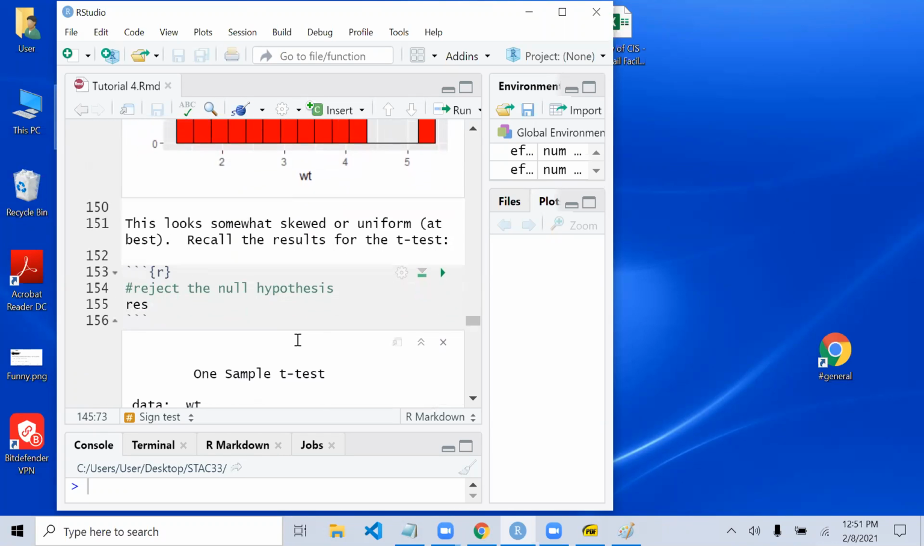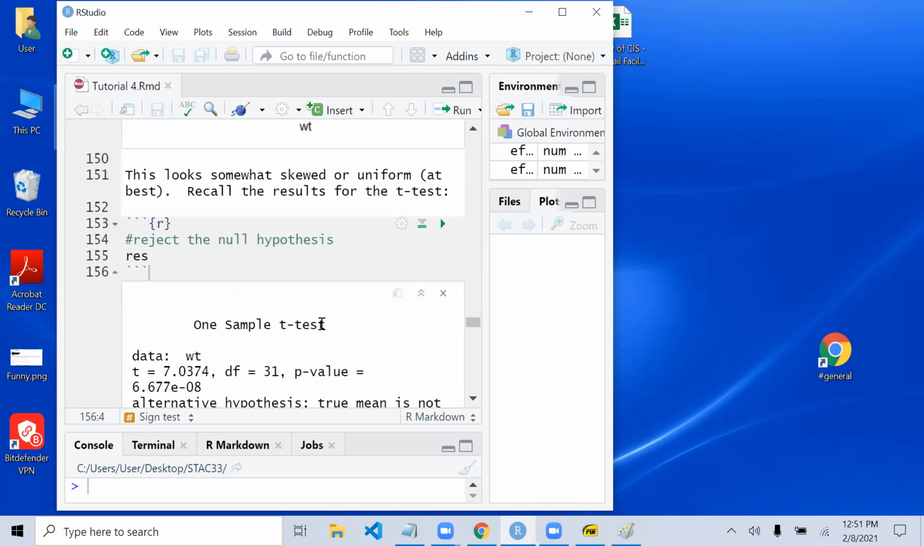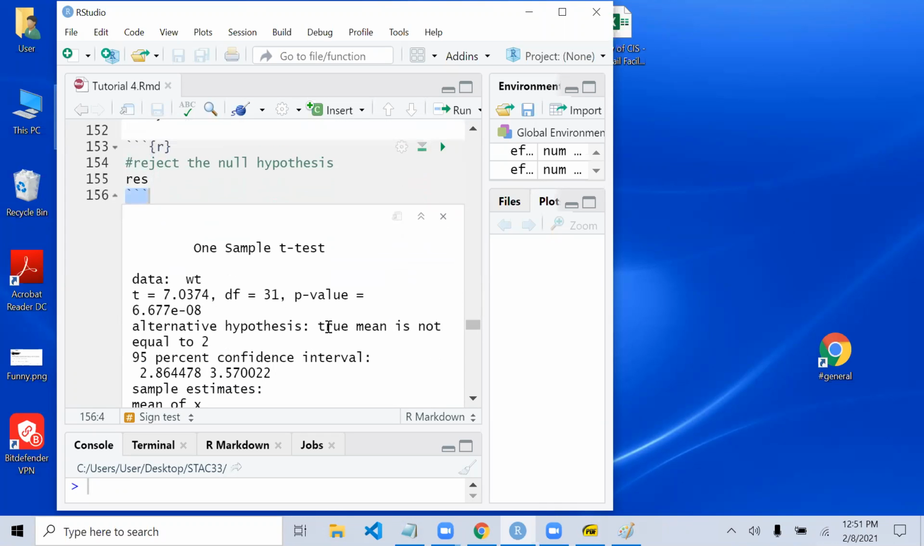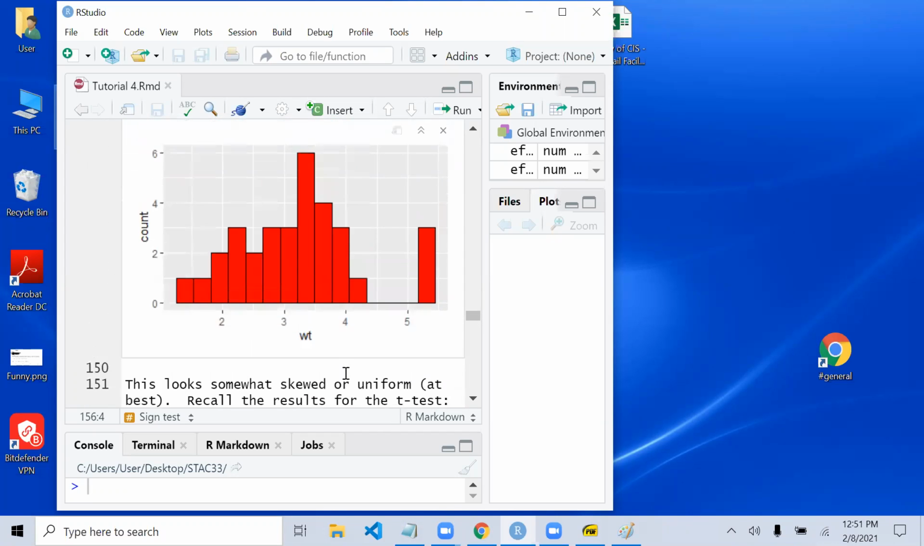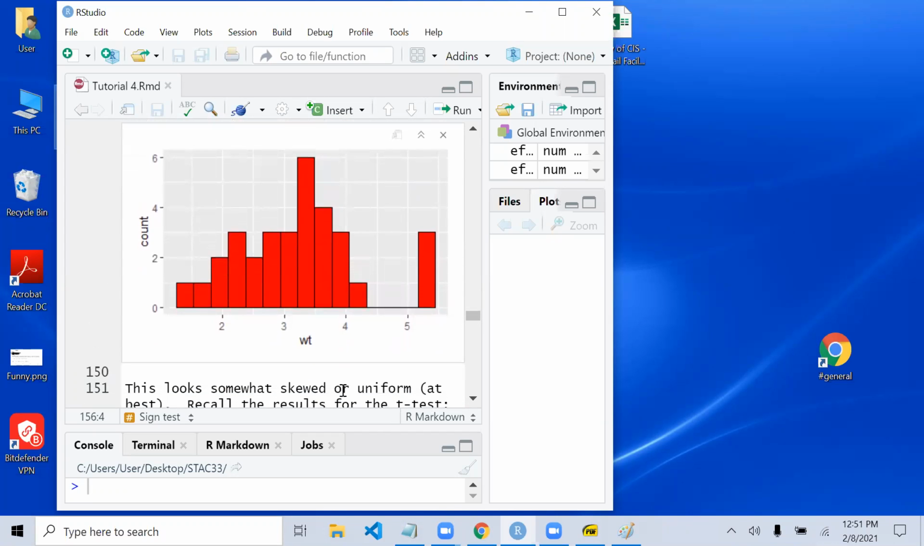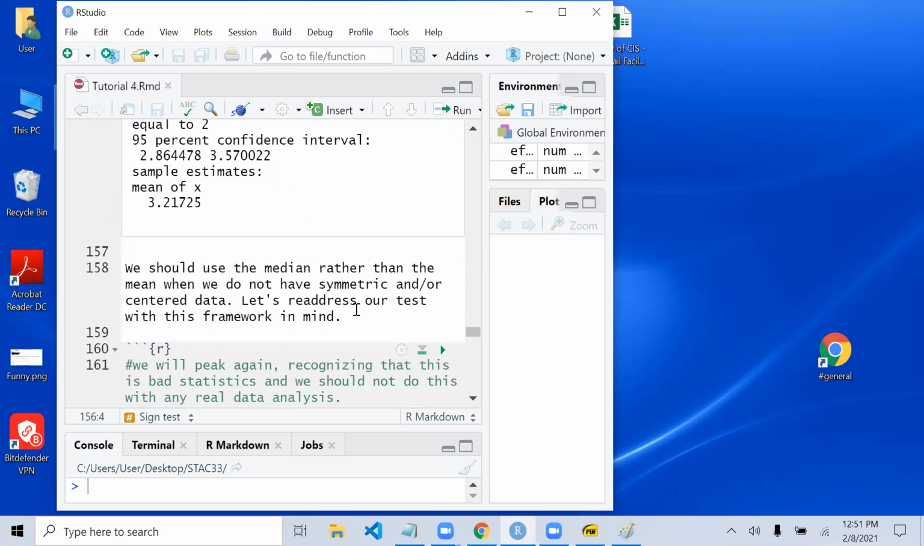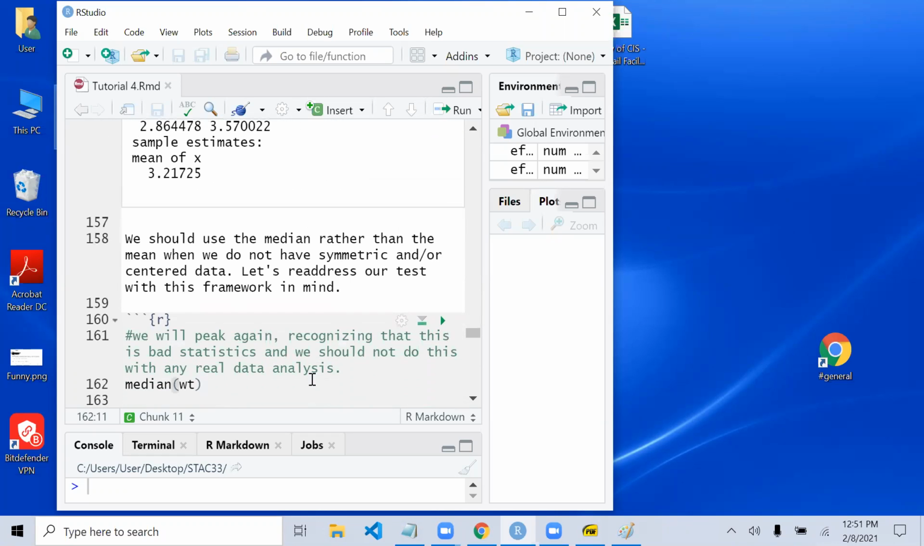If you recall, we did the t-test and we got this result, but the question is, is this really an appropriate test to use? Because we're assuming it's normal, but given our data, we're not sure. So we said that the median is a good idea to start. Now let's have this framework in our mind.